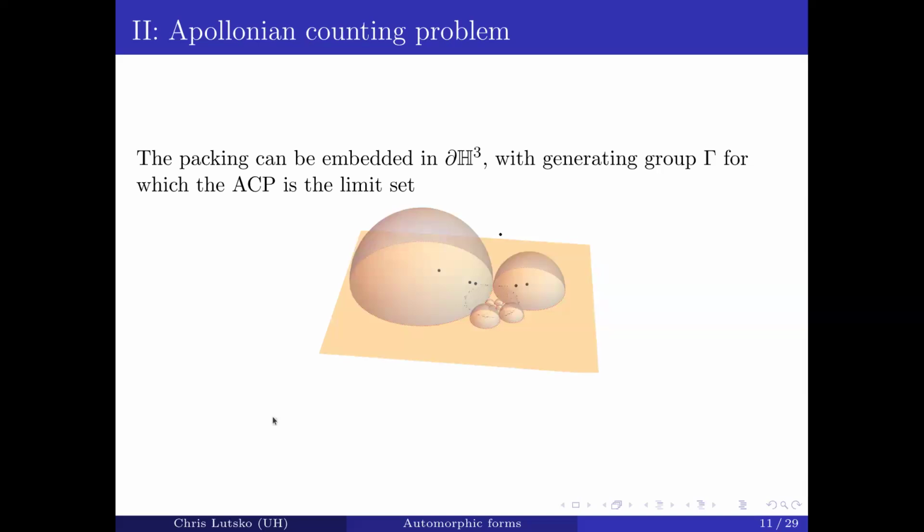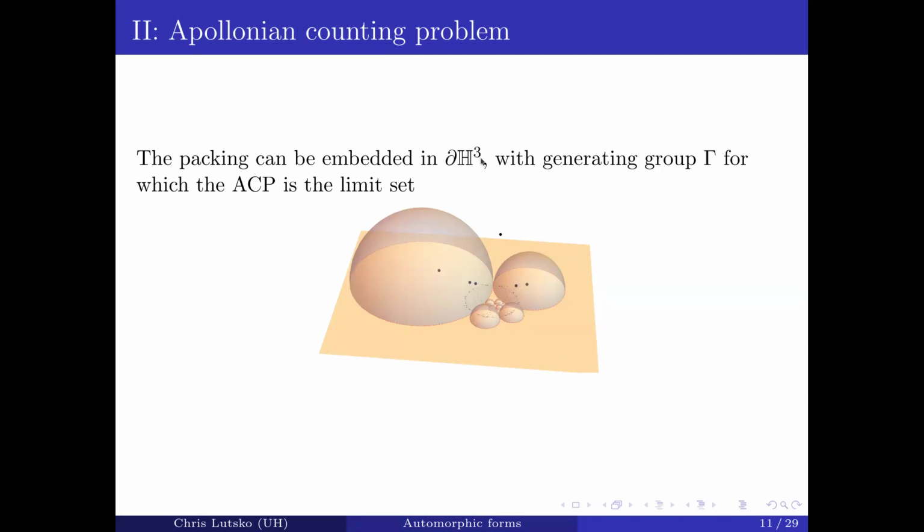So the question I want to ask is, how many circles are in this packing of radius larger than 1 over t? It's a reasonably classical question. So what does this have to do with what I was talking about? Well, if we place the packing as the boundary of H3, so that's R2, then it turns out you can write a generating group in SL2C, which generates the packing. And the generators of this group are given here as hemispheres perpendicular to the boundary.